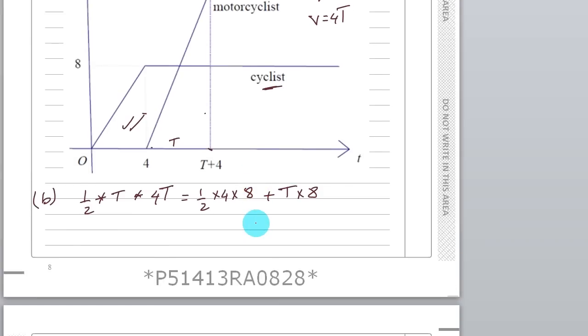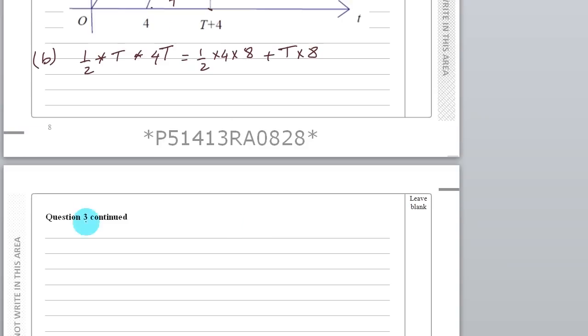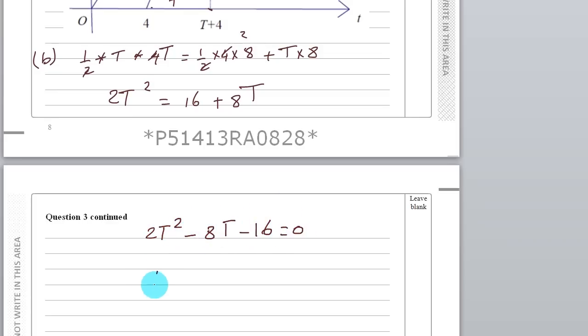Okay, let us start to solve the question. So now we have this part equal to 2t squared, which is equal to 16 plus 8t. So 2t squared minus 8t minus 16 is equal to 0. So t squared minus 4t minus 8 is equal to 0. So let us find the t now.